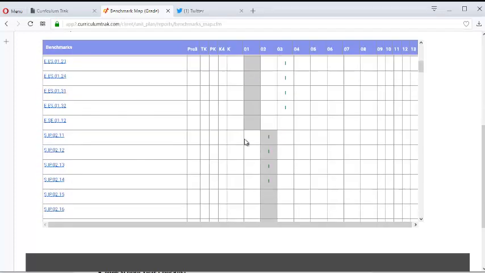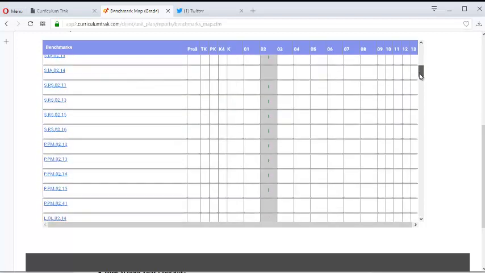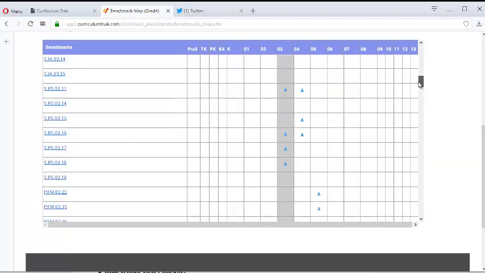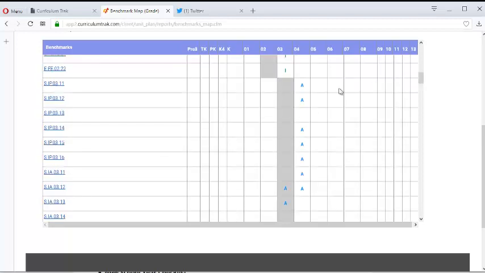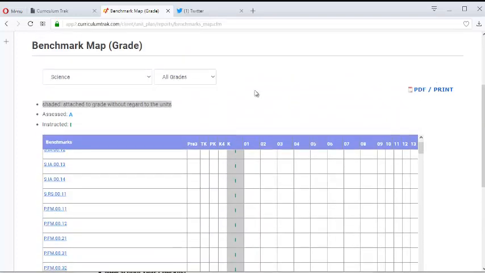Likewise, we can work our way down. So here's a whole bunch of them that are being taught in third grade that are first grade benchmarks. Here we're seeing a bunch that are assessed. So here's a whole bunch of them that should be taught in third grade, but they're not. They're actually being taught in fourth grade, and in fact they're even being assessed in fourth grade. So that's kind of how you read that report.